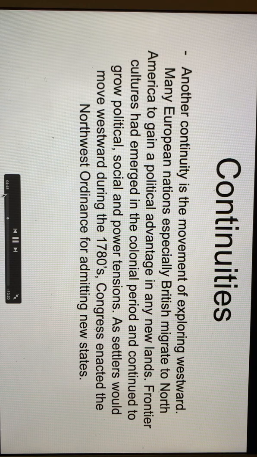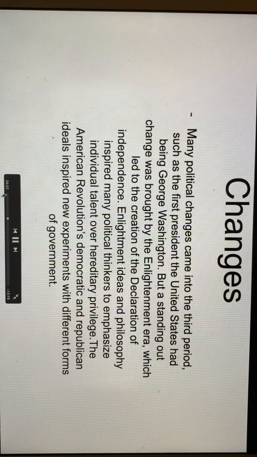Many political changes came into the third period, such as the first president that the United States had being George Washington, but a standing out change was brought by the Enlightenment era, which led to the creation of the Declaration of Independence. Enlightenment ideas and philosophy inspired many political thinkers to emphasize individual talent over hereditary privilege. The American Revolution's democratic and republican ideals inspired new experiments with different forms of government. Americans helped gain their independence through leaders like John Locke, Jean-Jacques Rousseau, Adam Smith, Thomas Paine, etc.